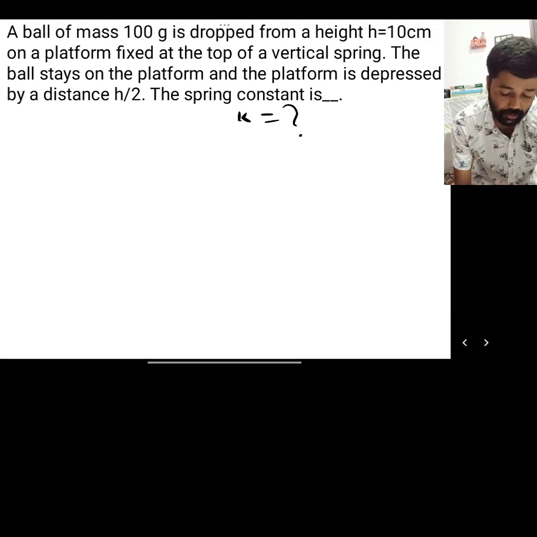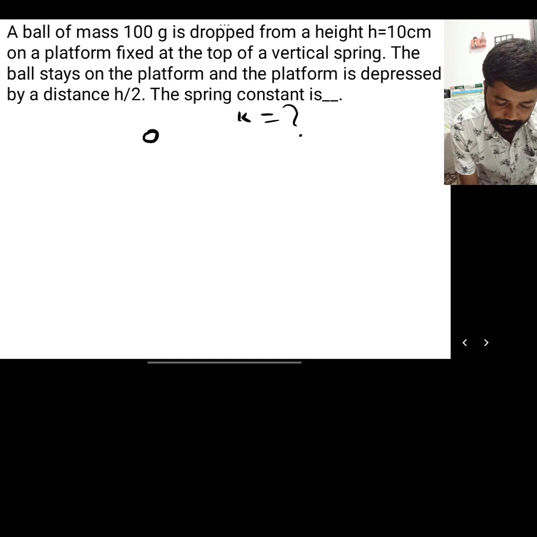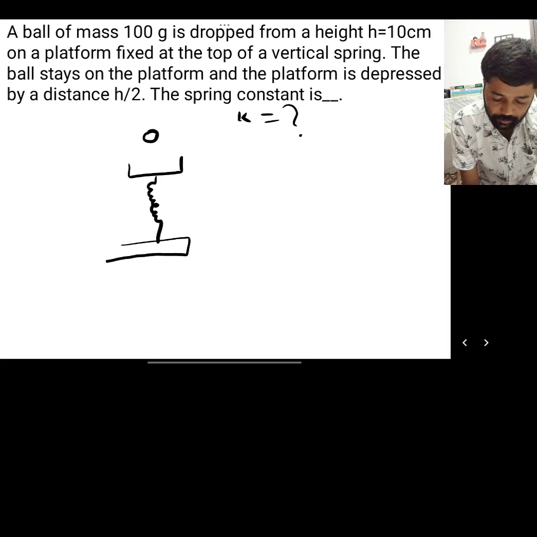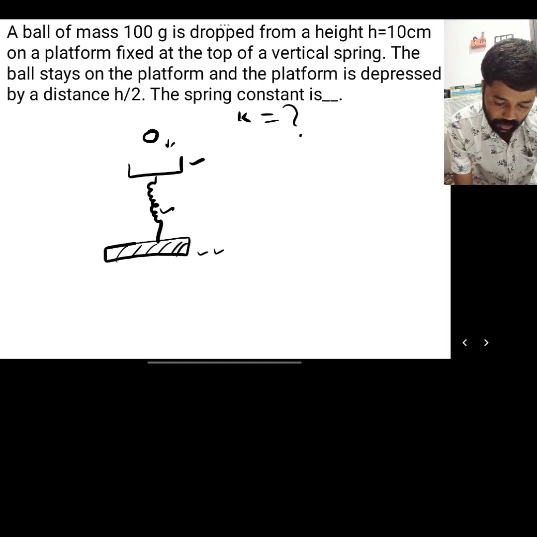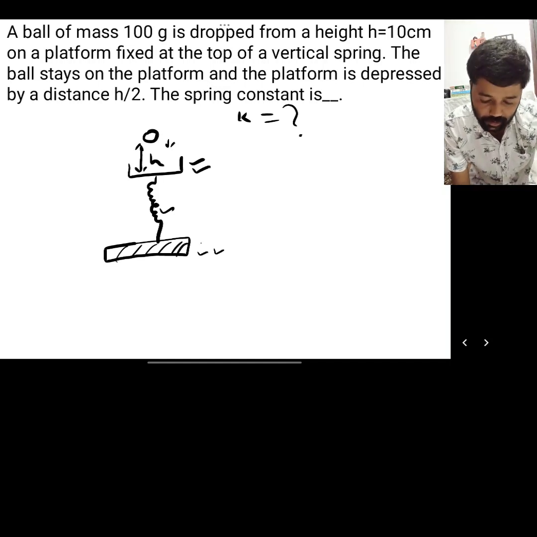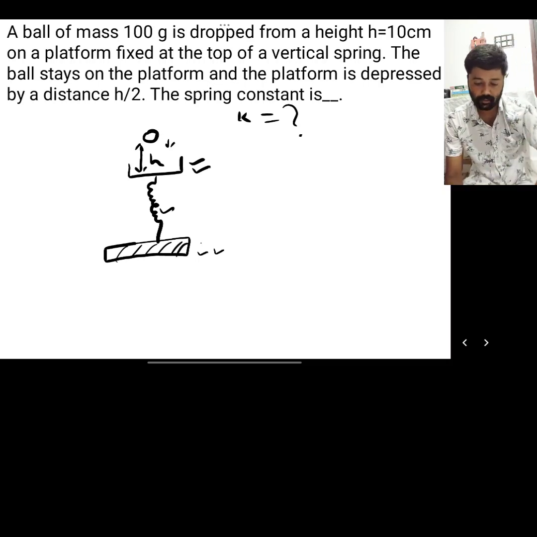Basically, if we draw a diagram for this question, the ball is falling down onto a platform that consists of a spring. This is the spring, fixed here on the ground, and this is the platform where the ball is going to drop. The ball is at height h from the platform. Don't get confused, this is not the platform, this one is the platform.